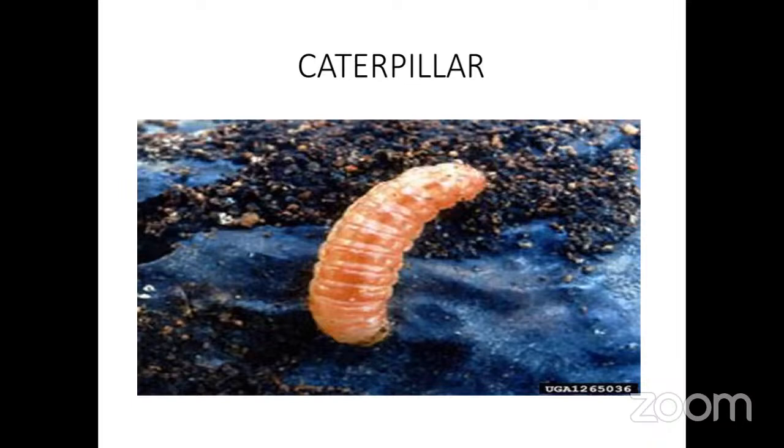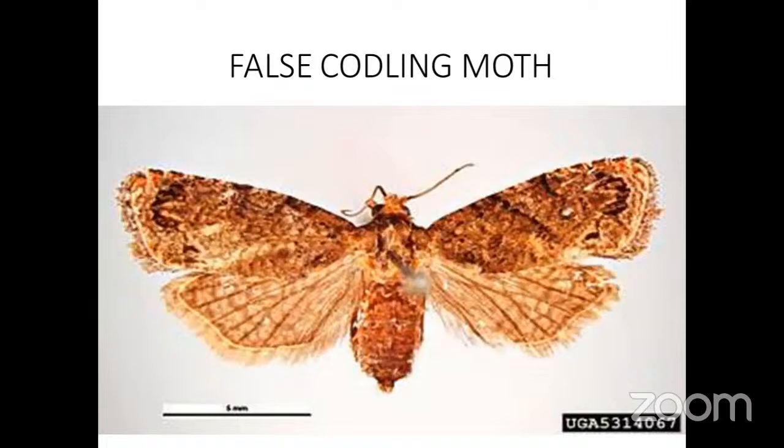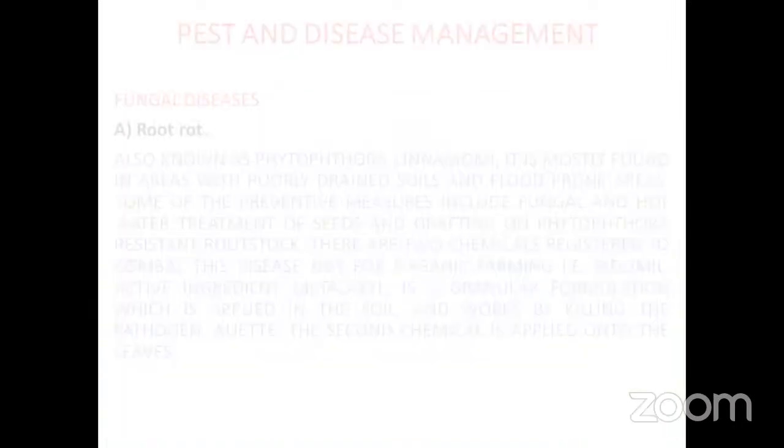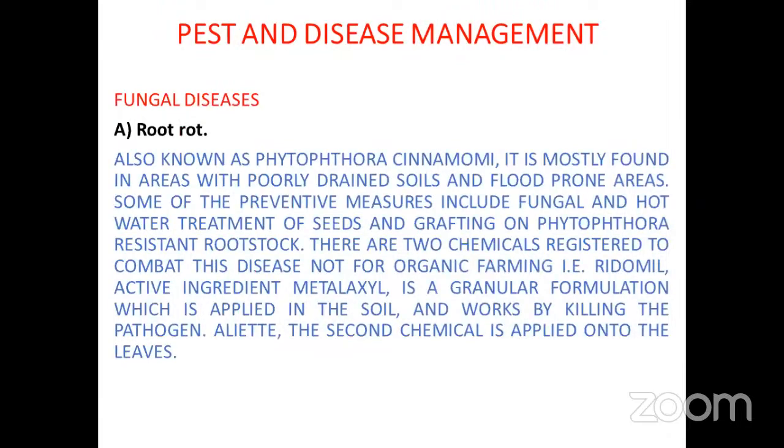The false codling moth is very bad, it is able to damage your fruits. Root rot from the fungal disease also needs to be checked. And this is also impacted by irrigation. If you have too much of it, you exacerbate this one. You need to give the right balance of water to the tree.